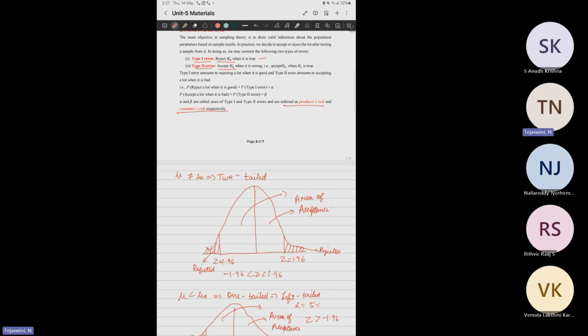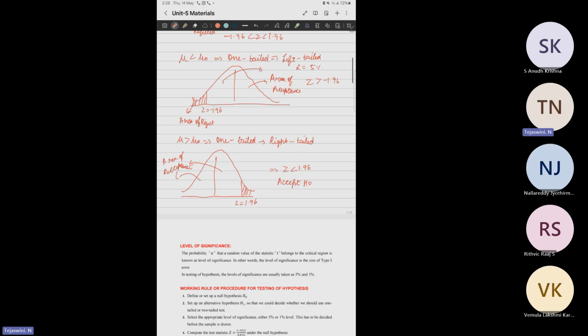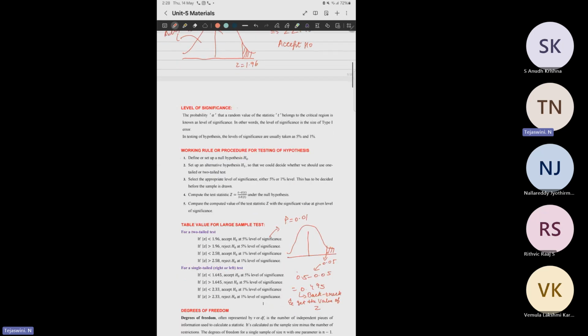So type 1 error will be represented as alpha and type 2 error will be represented as beta. Here, the level of significance is alpha. That is, the probability of the type 1 error occurring is basically alpha here. So alpha can be 5%, 1%, or 10%. This is basically the probability of us rejecting h naught, even though h naught is correct and h1 is wrong. So this is the level of significance.